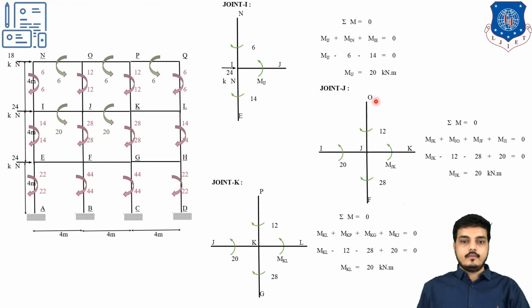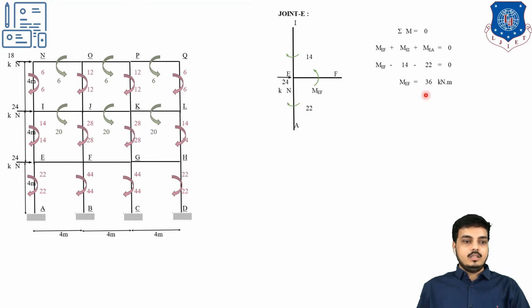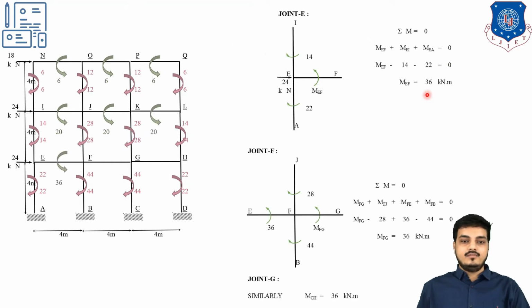Similarly, the J junction point where 4 members are meeting. This is my column moment which we have already found out in step number 2. This moment we have recently found out. So by summation of it, we will find out this MJK moment. Similarly, MKL, then MEF, MFG, and MGH. So this we can find out with the help.